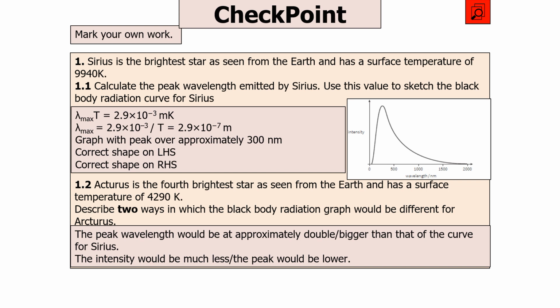Now what would happen if you have something with a lower surface temperature or a higher surface temperature? So if Sirius has the higher surface temperature, it's going to have a bigger radiation emission because that's a law of radiation. So firstly the intensity would be higher for all the values for Sirius because it's giving off more radiation. However, the peak wavelength for Sirius would therefore be a lot shorter as well. So if we go back to Arcturus, the peak wavelength would be bigger than that of Sirius, but its intensity at all values will be much lower.